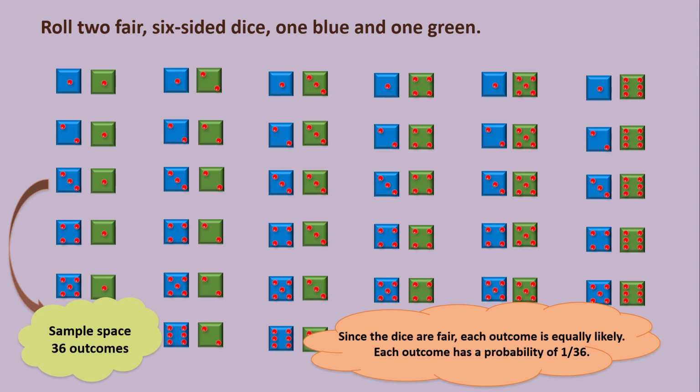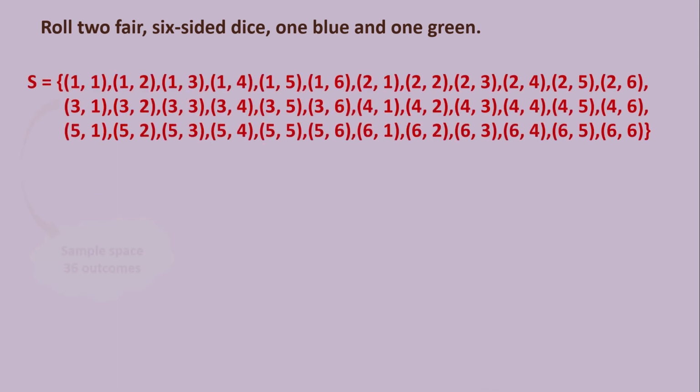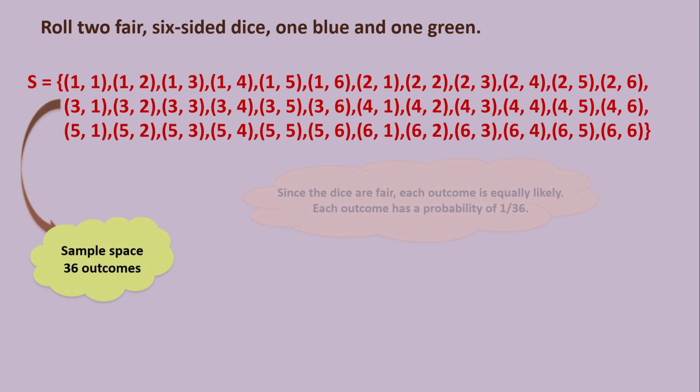So what is the probability? Each outcome has a probability of 1 over 36. Let me write the sample space in set notation. So this is the sample space in set notation. The same thing we know, each outcome has the probability 1 over 36.